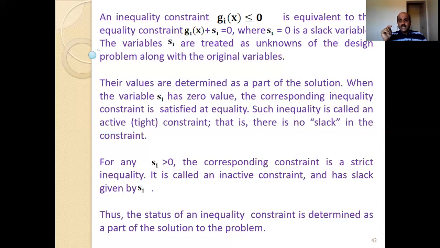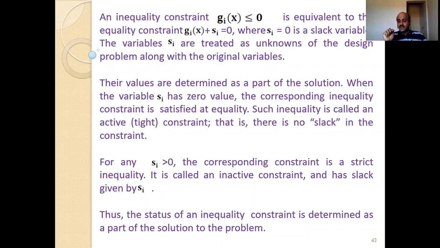For any Si greater than 0, that is, if the slack variable value is greater than 0, the corresponding constraint is a strict inequality. It is called an inactive constraint and has a slack given by Si. So when the value of Si is greater than 0, the corresponding constraint becomes a strict inequality, and hence the constraint is said to be an inactive constraint and has a slack given by Si.